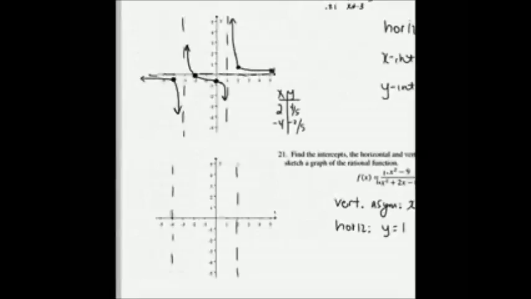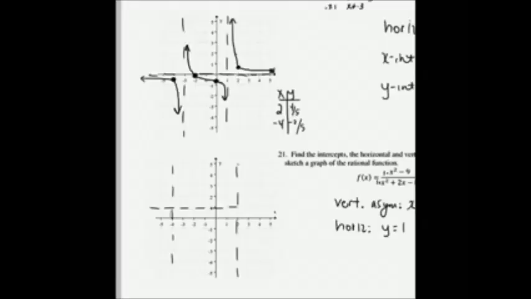Okay, horizontal asymptote. If we look, the numerator and the denominator have the same degree, x squared divided by x squared. If that's the case, you look at the leading coefficients and divide those. 1 divided by 1 is 1. So the horizontal asymptote is the line y equals 1. Okay.